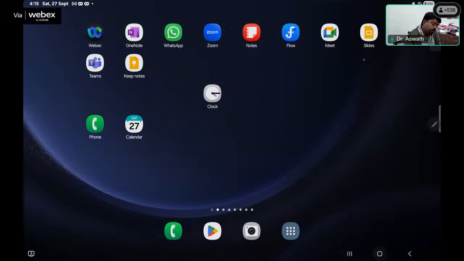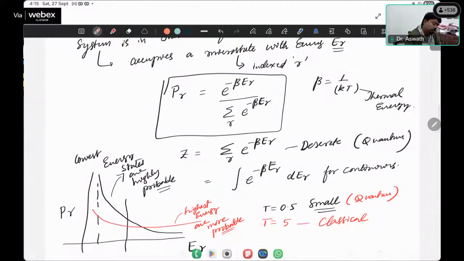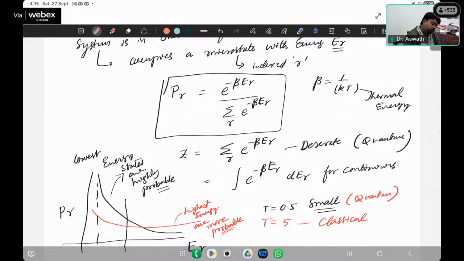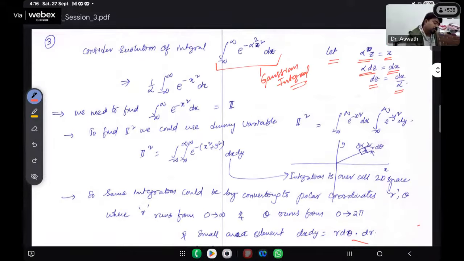Wait a minute. So if you substitute those conversions into the Gaussian integral, what will I get? 1 by alpha times the integral from minus infinity to infinity of exponential of minus x square dx. Very good. So it is just the integral of exponential of minus x square dx, with the integration going from minus infinity to plus infinity.